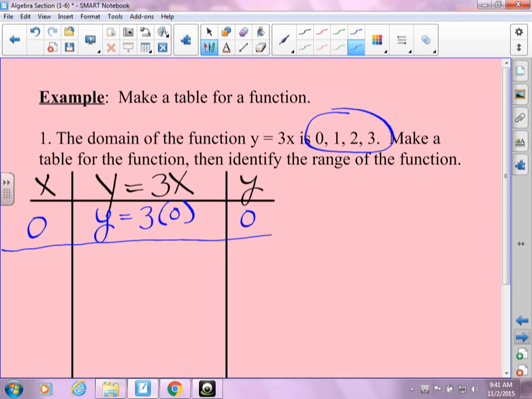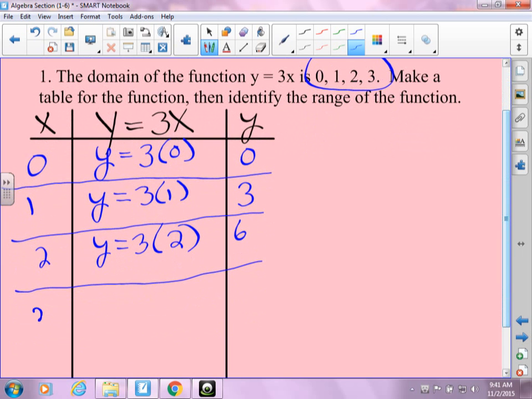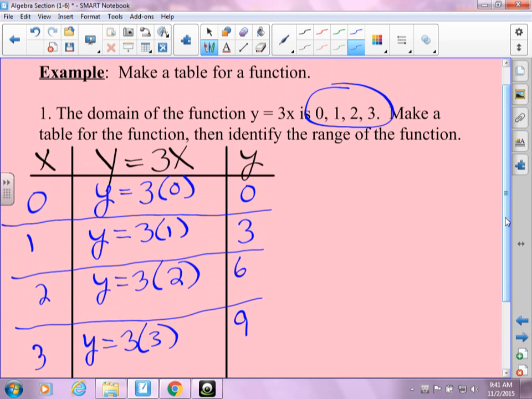What's the next number I'm going to put in? Yes, 1, because it's in that list. y equals 3 times 1. Notice I use my parentheses, and my answer is 3. Draw my line across. Next number is 2. y equals 3 times 2. Multiply, I get 6. Very nice. Draw my line. Now I'm going to put in 3. y equals 3 times 3. I get 9. Do I need to put any more numbers in? No. So I went ahead and made my table.